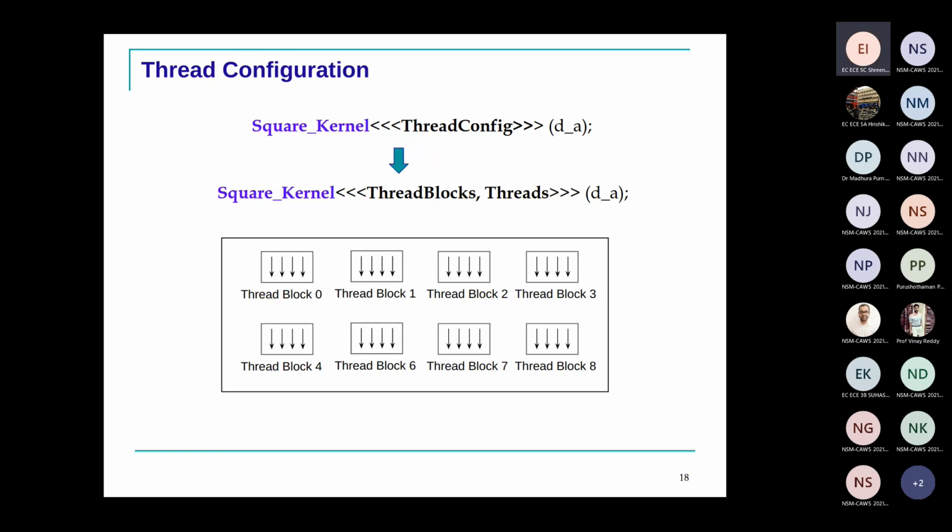Is a thread block the same as a warp? No, it is not. Warp size is always 32. Thread block size can be anything.